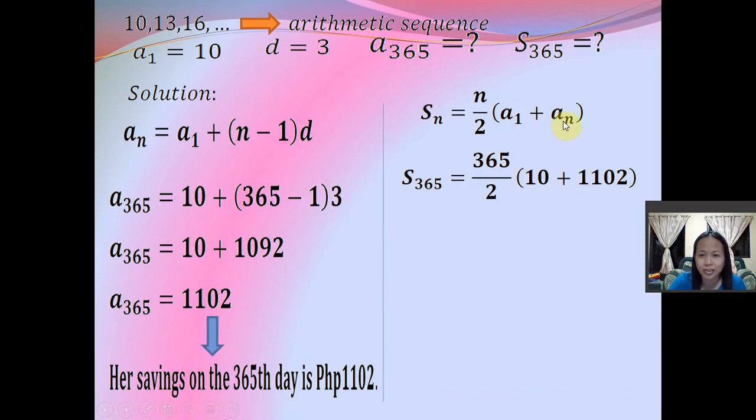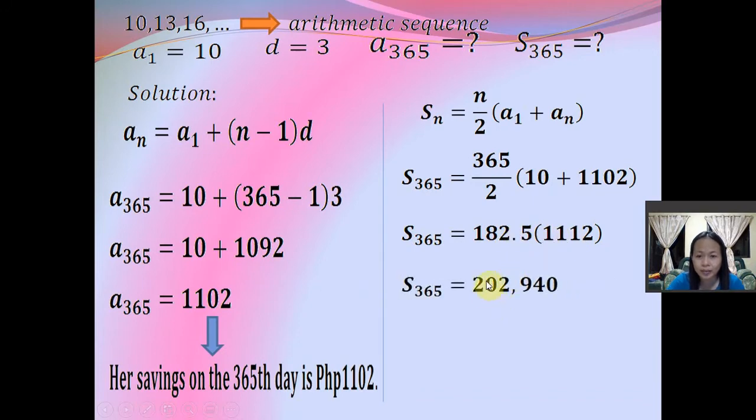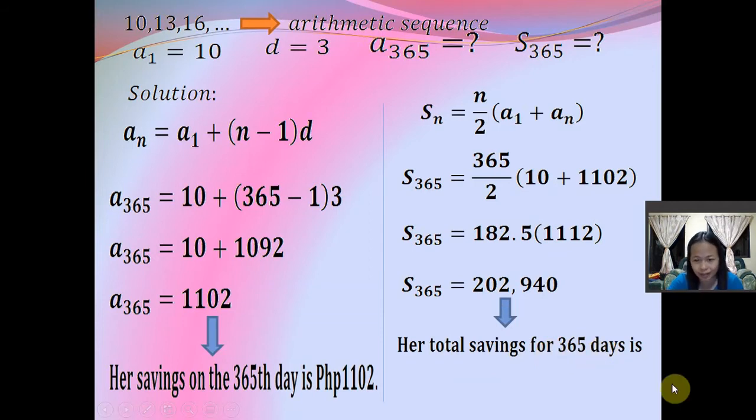Plus our last term, or the nth term, the 365th term. And we already know how much this 365th savings is. That's 1102. So we simply substitute 1102. Ten plus 1102 is 1112, times 365 divided by 2, that's 182.5. Multiplying these two values, we come up with 202,940. Therefore, her total savings for 365 days following that pattern is equal to 202,940 pesos. So this is for the third problem.